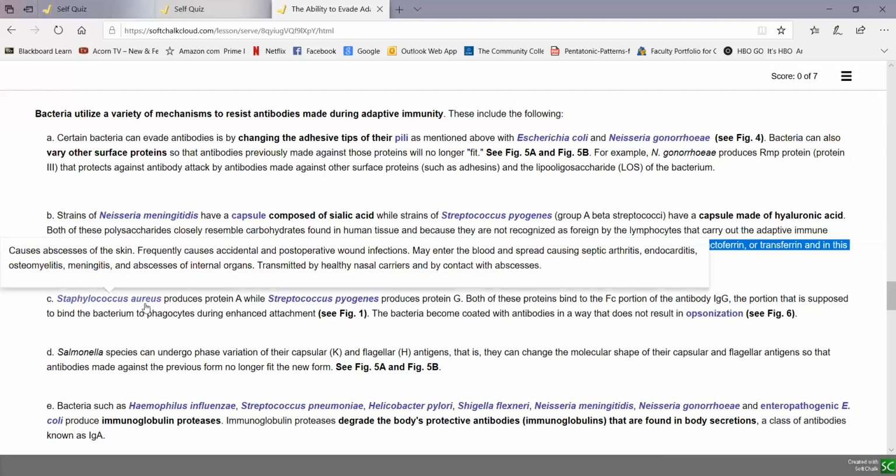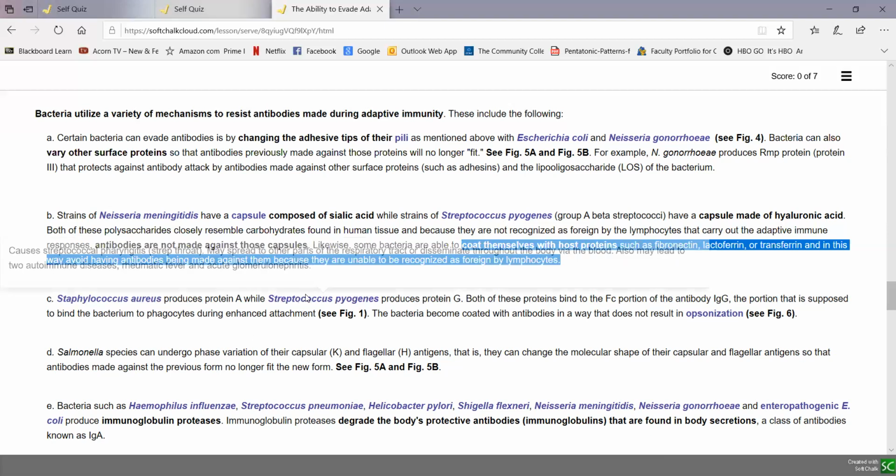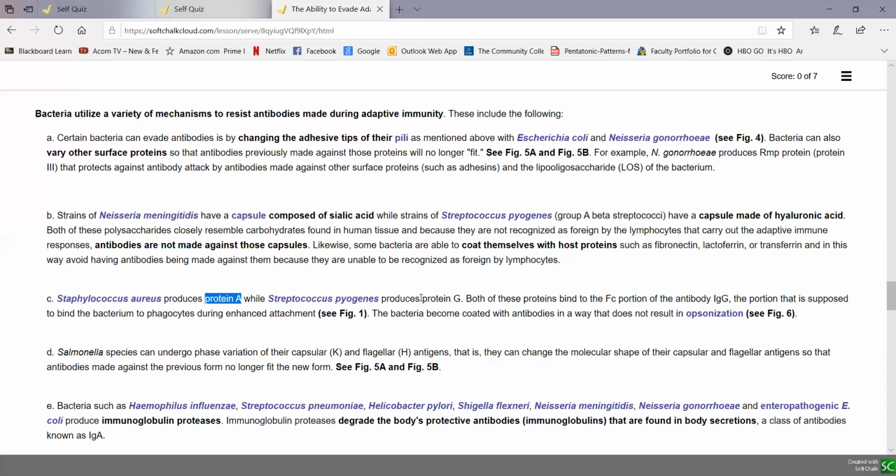Both Staphylococcus aureus that causes abscesses and Strep pyogenes that causes strep throat have a unique thing they do. Staphylococcus aureus produces protein A, Streptococcus pyogenes produces protein G, and both of these proteins bind to the Fc portion of IgG. Now remember, the Fab portion of the antibody is the one that fits epitopes. The Fc is the part that's supposed to bind to phagocytes for enhanced attachment. So the bacteria become coated with antibodies in a way that prevents opsonization.